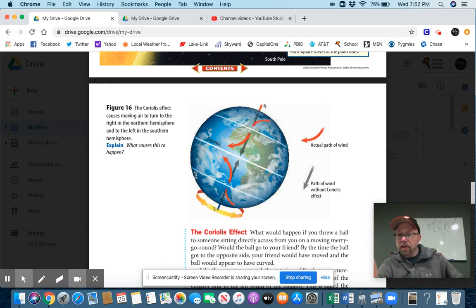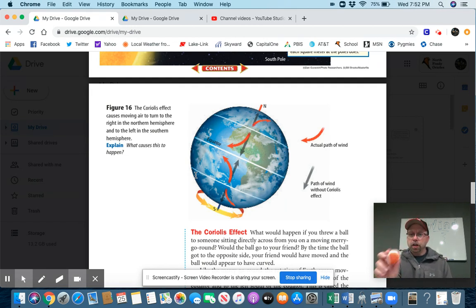The merry-go-round gets going, and we're spinning, and we're spinning, and we're spinning, and I take this ball, and I toss it directly to you. Are you going to catch it? Of course you're not going to catch it. You're moving. So by the time the ball gets to where you were when I threw it, you were no longer there, right? Obvious. But here's the part that you have to think about.